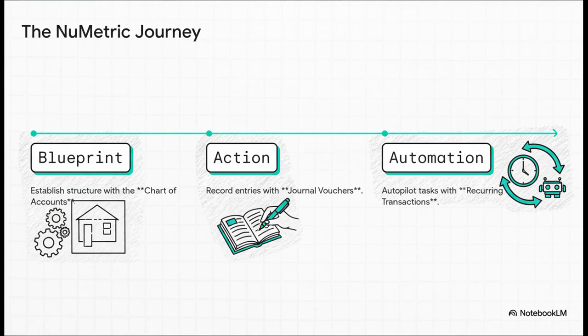It's a simple 3-step process. You start with the blueprint, that's your chart of accounts. Then you learn to take action with journal vouchers. And the final amazing step is automation, using those recurring transactions to put it all on autopilot.